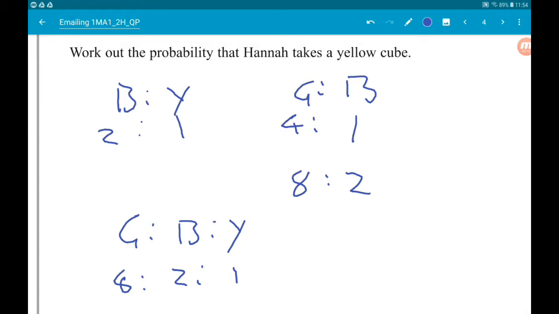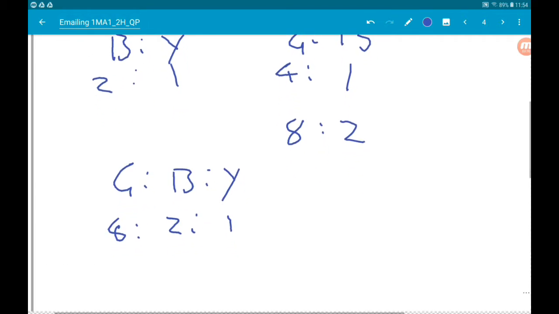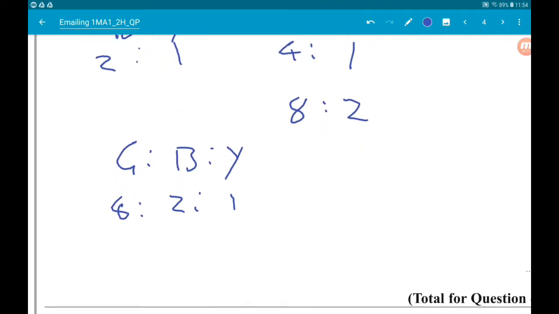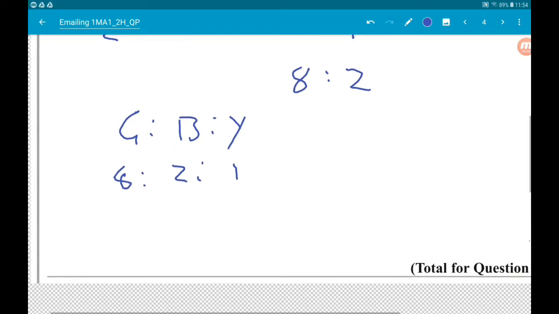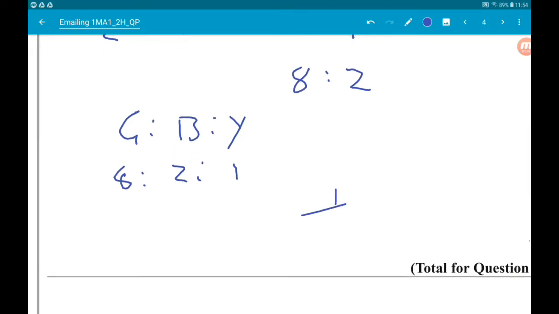Okay, so now that we have that ratio, we can work out how many parts the ratio has. 8 add 2 add 1, which is 11. 1 part of the ratio is yellow. So the probability is 1 out of 11.